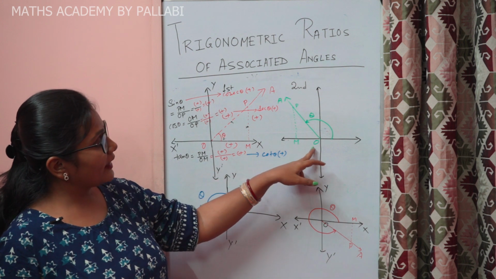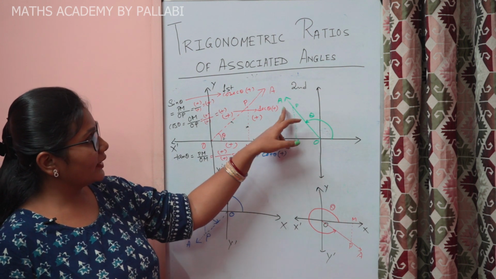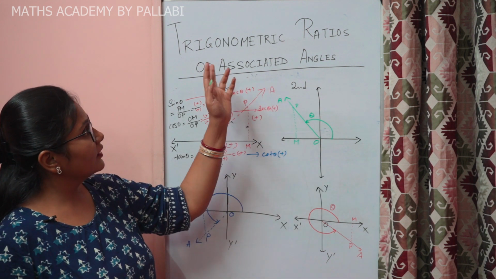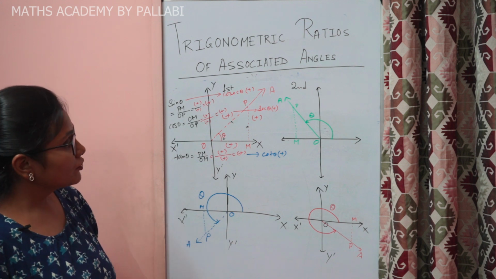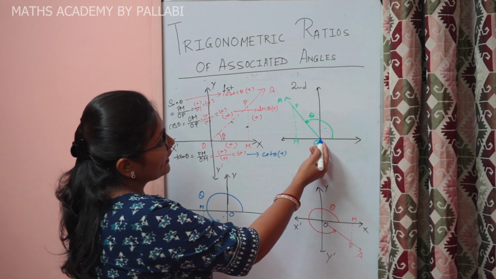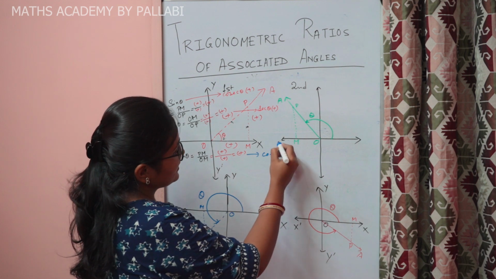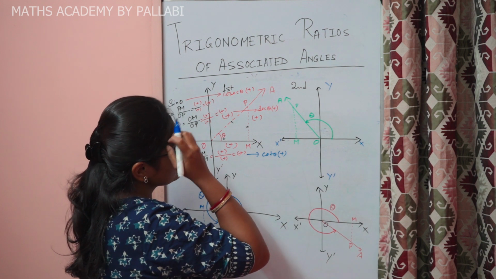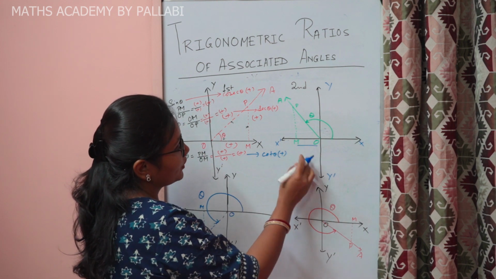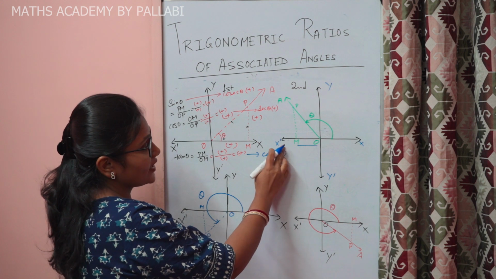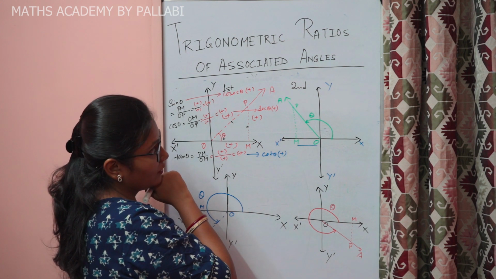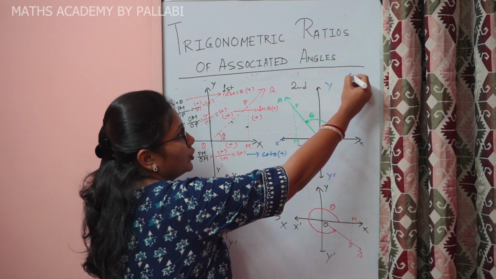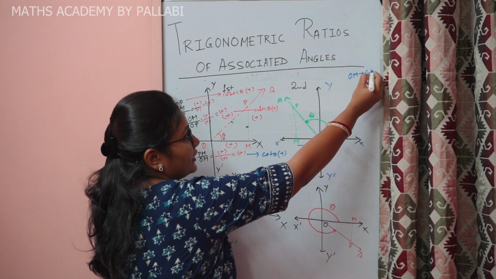Now if the rotating, revolving line OA lies in the second quadrant, what will be the variation of sign in the trigonometric ratio? You can see that if OA lies in the second quadrant, that means OM will be negative, because it lies on the left hand side part of the x axis. So your OM is negative.